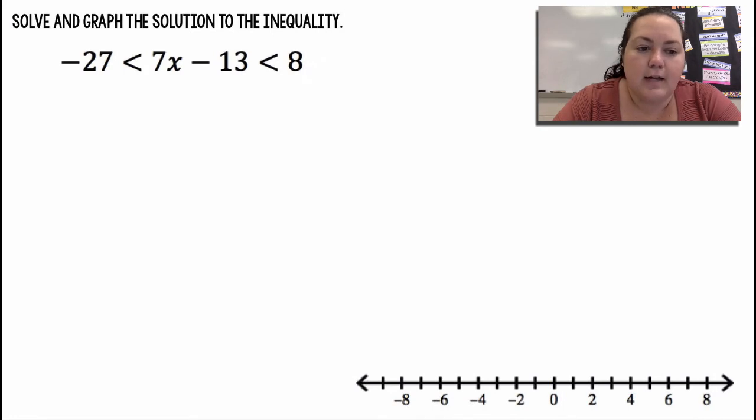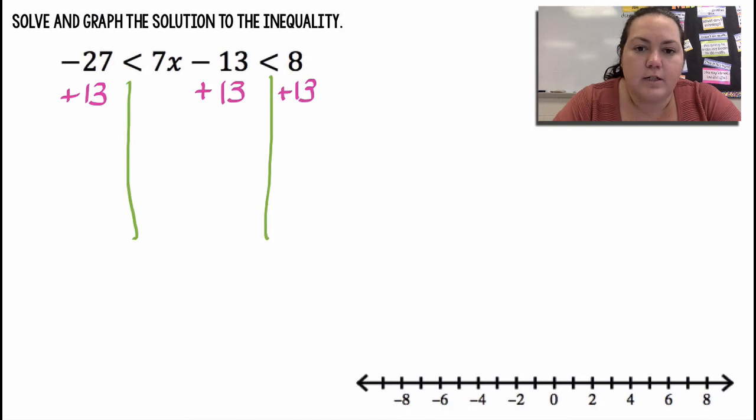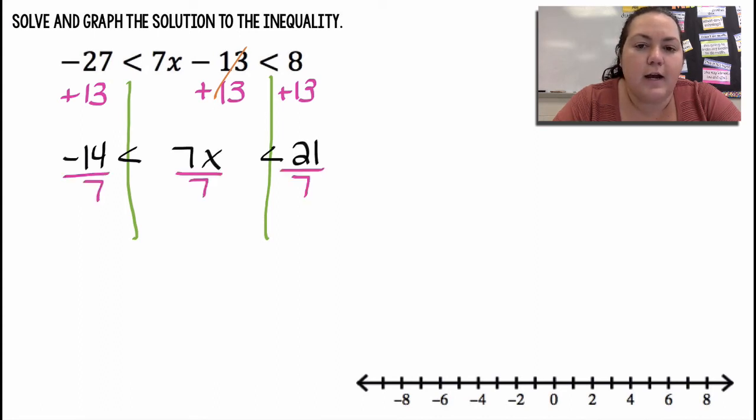All right, here's another and. So I have -27 is less than 7x minus 13, which is less than 8. So I'm going to draw my two lines. I want to get rid of the 13 first. I'm going to add 13 to all the sides. I get -14 is less than 7x, which is less than 21. And then I'll divide everything by 7. So I get -2 is less than x, which is less than 3. So at -2, I'm going to put an open circle. And at 3, I'm going to put an open circle. And I'm going to be shading in between.